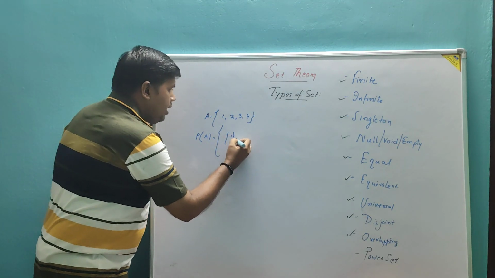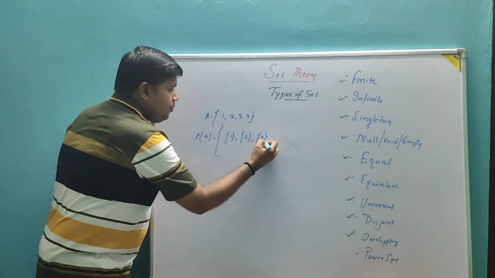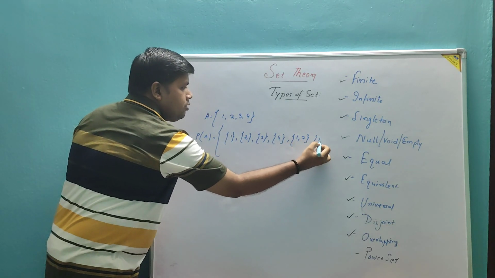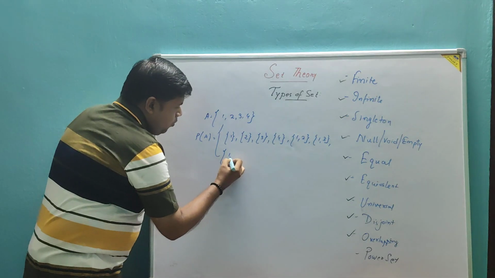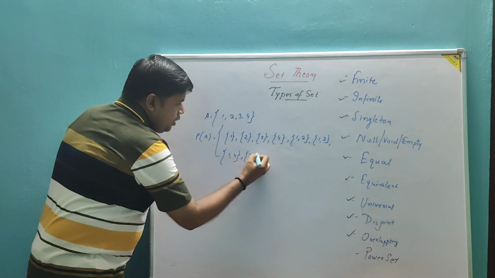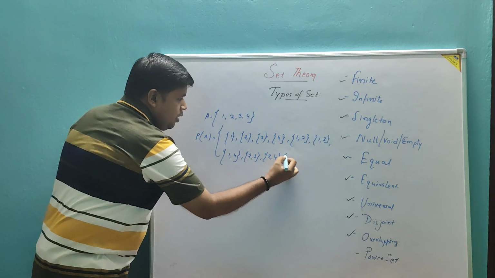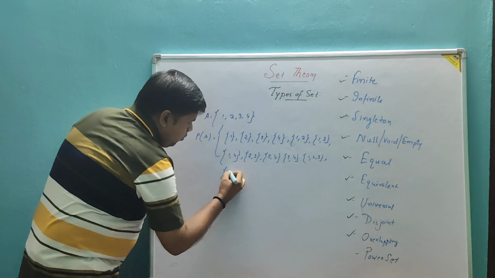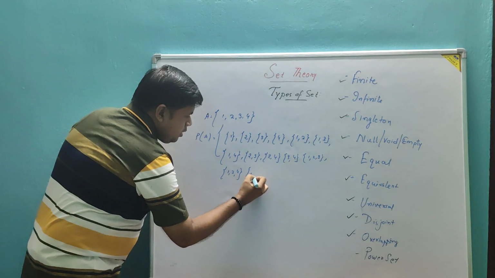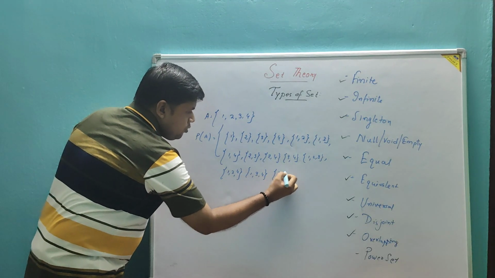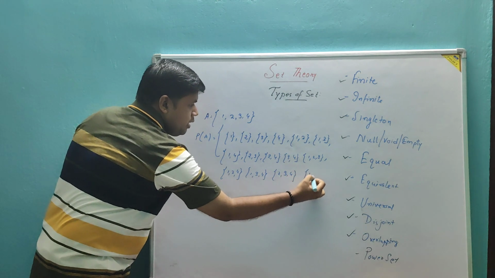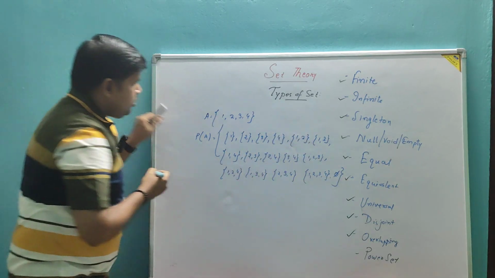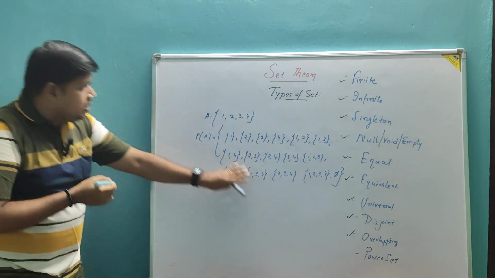For example, {1}, {2}, {3}, {4}, {1, 2}, {1, 3}, {1, 4}, {2, 3}, {2, 4}, {3, 4}, {1, 2, 3}, {1, 2, 4}, {1, 3, 4}, {2, 3, 4}, {1, 2, 3, 4}, and finally the null set. So all these are subsets of the set A.